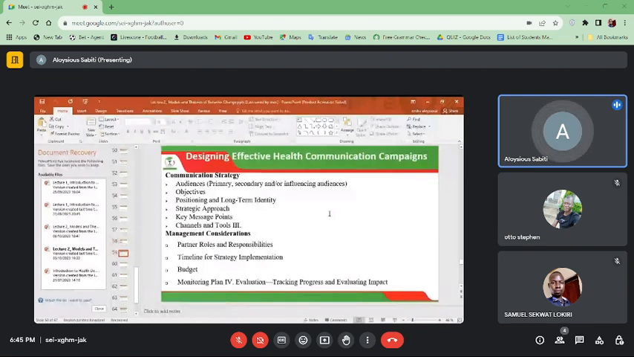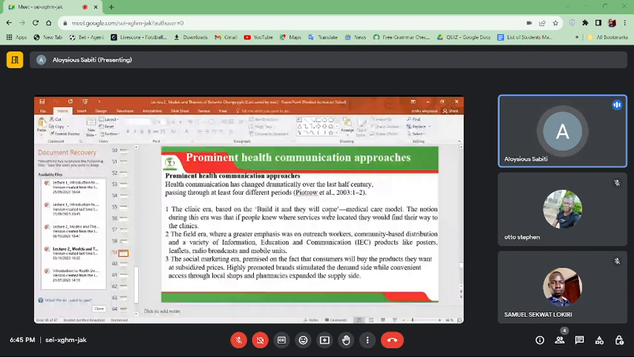And I thought I should now bring that aspect in the last minute. So the case study we want to look at here entails what we call the prominent health communication approaches. And health communication has changed drastically over the last half century, passing through at least four different periods.